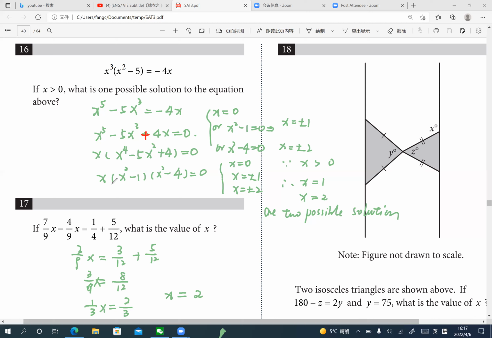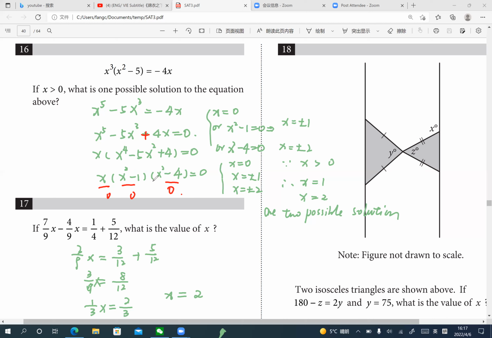The next step, we factor the trinomial in the parentheses into the product of two binomials. Then we get x times (x squared minus 1) times (x squared minus 4) equals 0. According to the zero product rule, x equals 0 or x squared minus 1 equals 0 or x squared minus 4 equals 0.